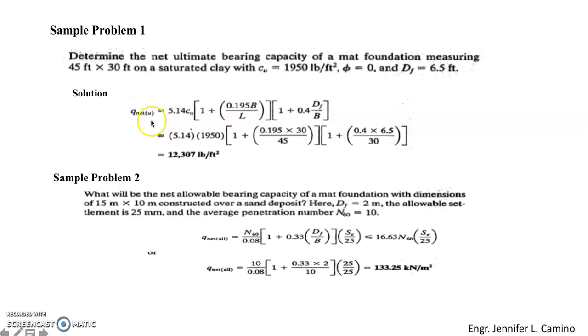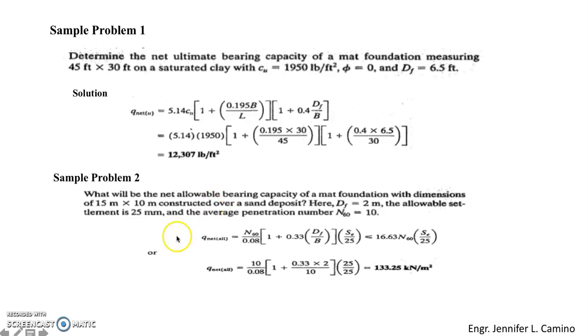So this is the equation that you're going to use if you're going to compute for the net ultimate bearing capacity for mat foundation that is constructed on a saturated clay. So based on our equation a while ago, you make use of this expression, this formula. So simply substitute the given values and you can have now the value which is 12,307 pounds per square feet.